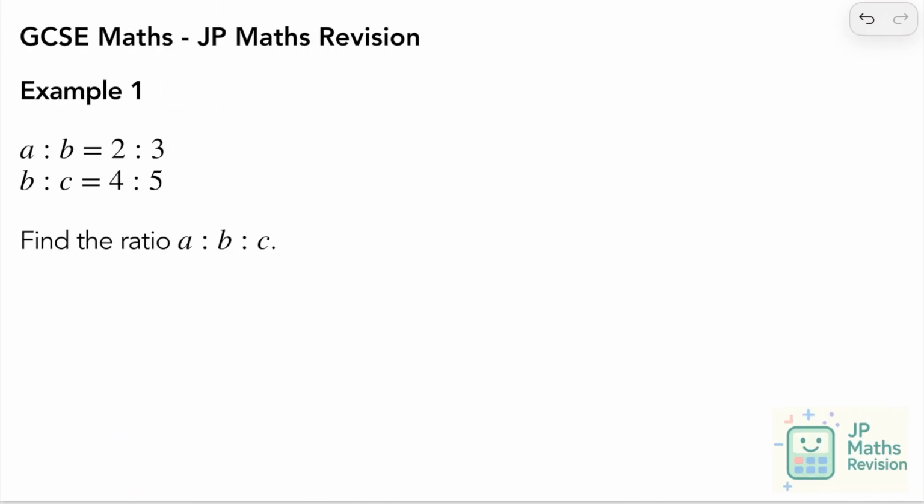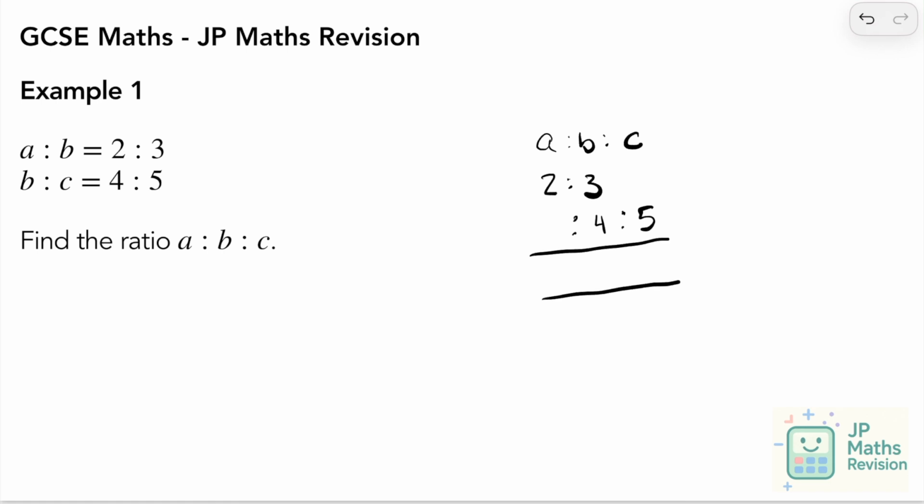So here's an example. We have A to B is 2 to 3 and B to C is 4 to 5. We need to combine them to form the ratio A to B to C. So the first thing I'm going to do with this is I'm going to write out A to B to C. Then I'm going to write A to B underneath. So A to B is 2 to 3, so I'm going to put 2 to 3 underneath the A and the B. And then B to C is 4 to 5, so underneath that ratio, I'm going to put 4 to 5.